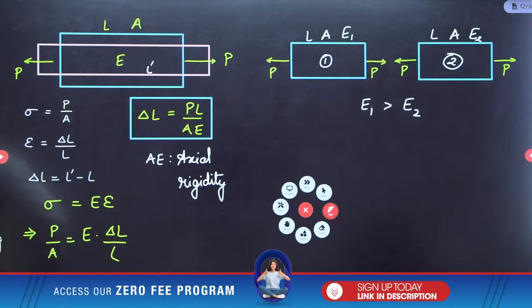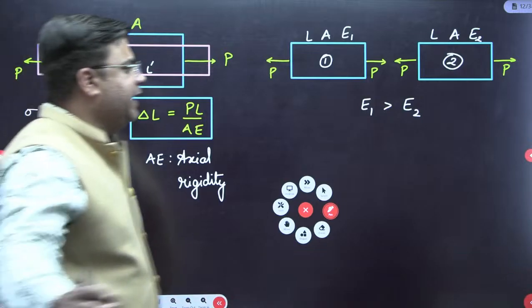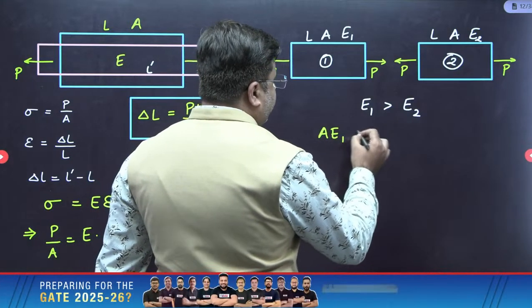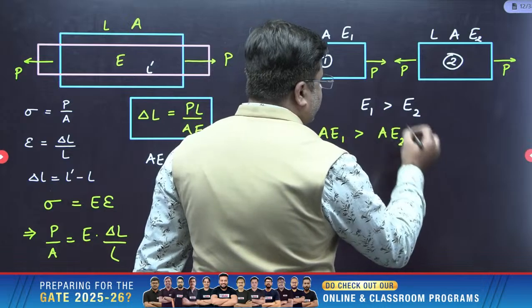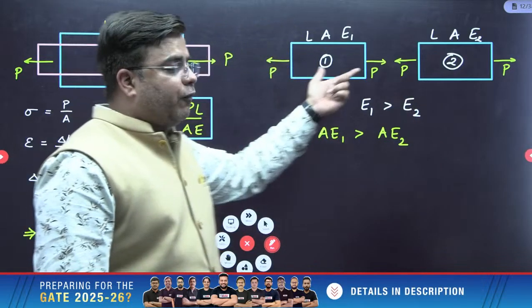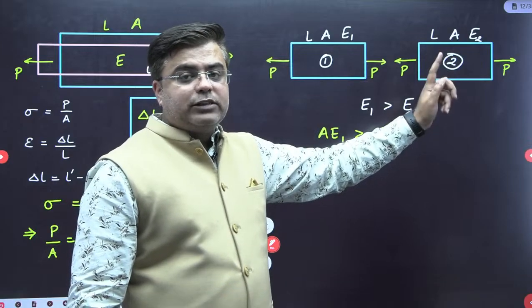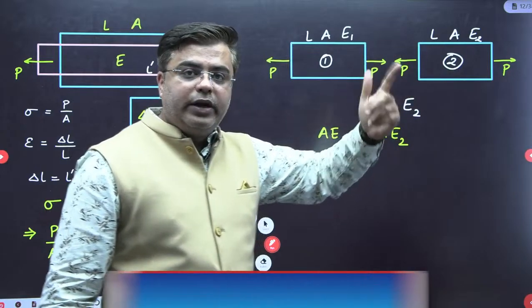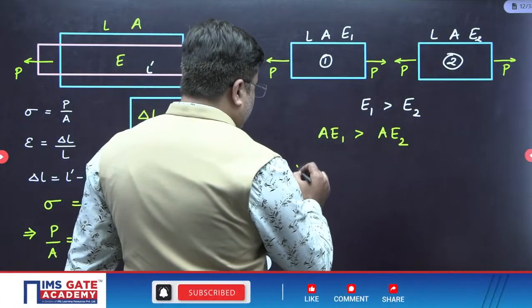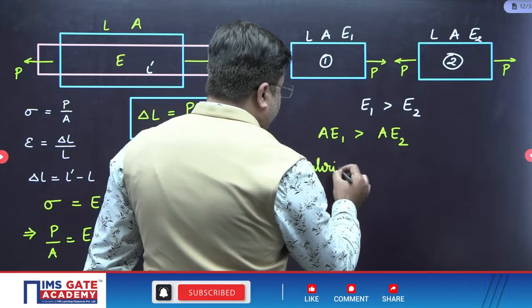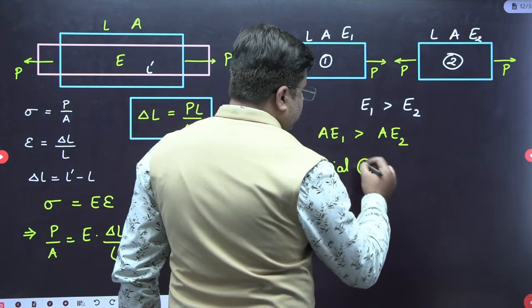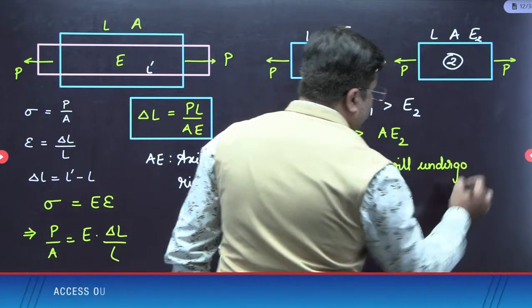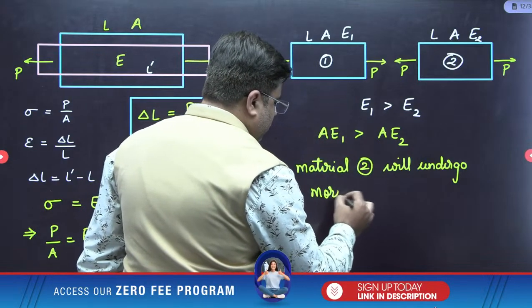Material 2 will undergo more deformation than material 1. Fantastic answer. And how did you get this? Because the axial rigidity of material 1 is more than the axial rigidity of material 2, due to which material 1 will offer more resistance than material 2. Hence, material 2 is easier to deform compared to material 1. So material 2 will undergo more deformation.